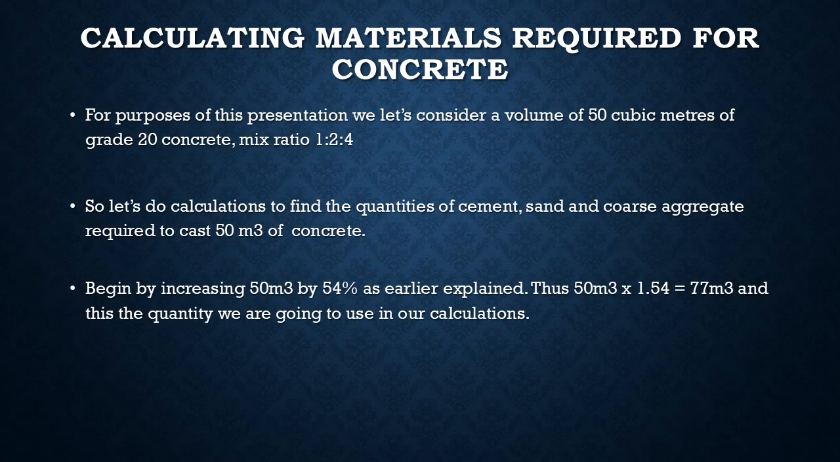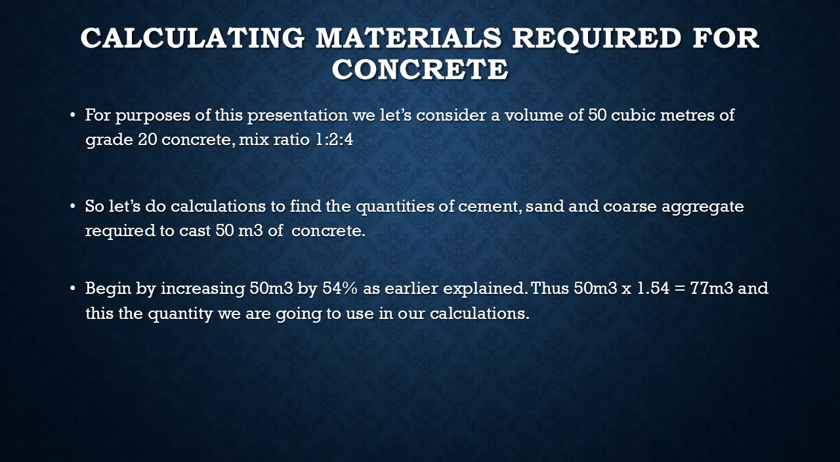For purposes of this presentation, we will consider a volume of 50 cubic meters of grade 20 concrete, which has a mix ratio of 1 to 2 to 4. So let's do calculations to find the quantities of constituents of concrete, which is cement, sand, and coarse aggregate, required to cast 50 cubic meters of concrete.